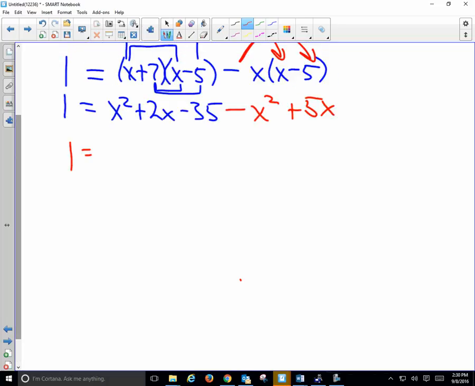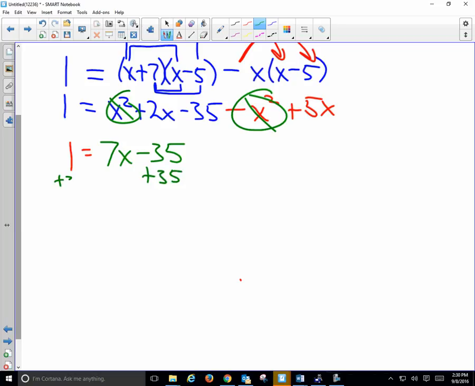What do you notice happens here? It's really nice. The x squareds cancel. They are gone. 2x and 5x make? Add your 35. Not a very nice number in that it's not an integer, but 36 over 7 is their solution. Okay. So it's that same process each time.